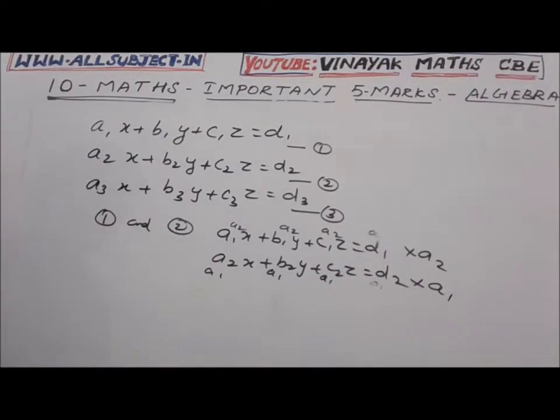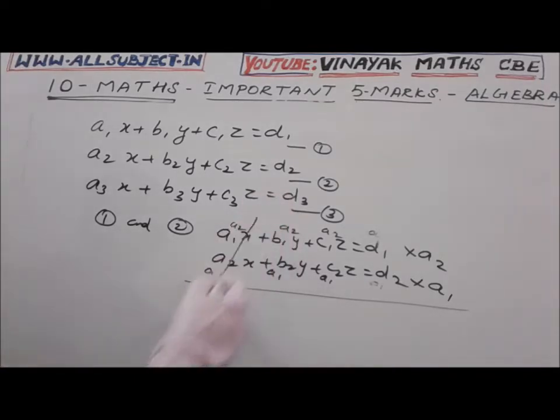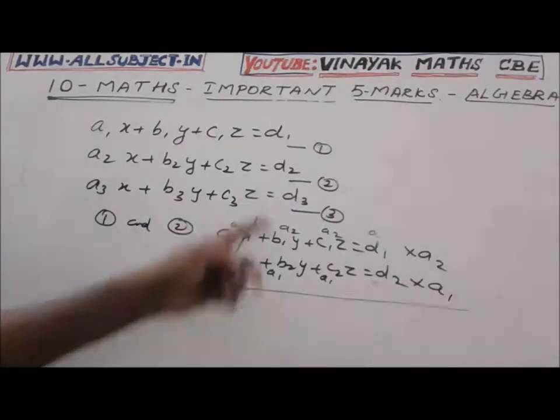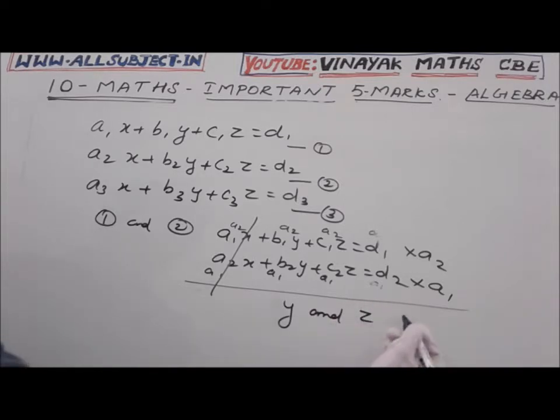We can eliminate x in the first two equations. Now we will get the equation in terms of y and z. Mark it as 4.